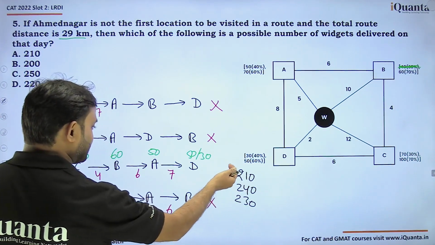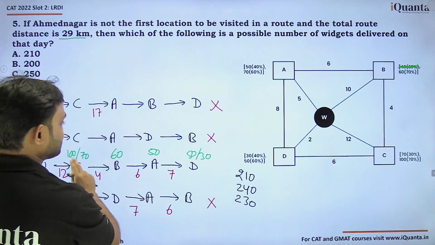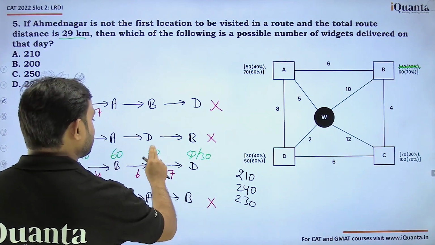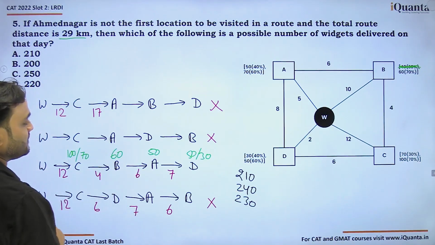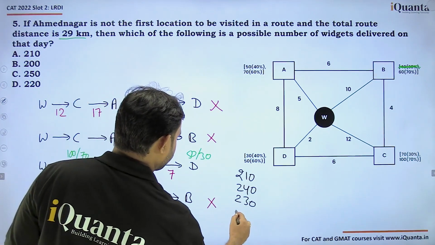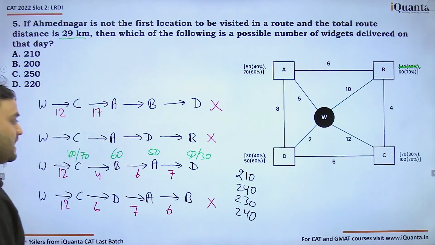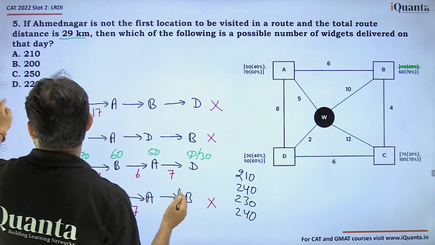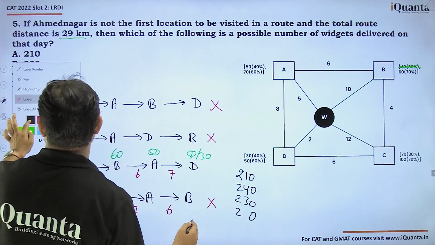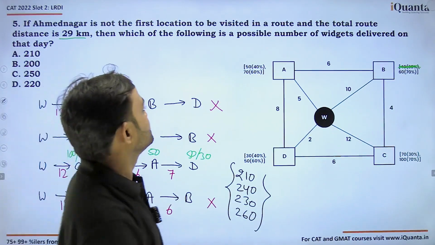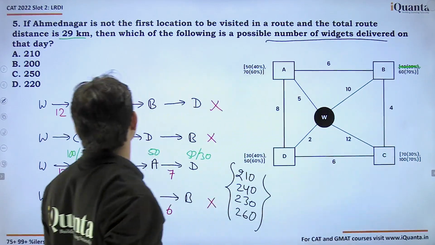We have taken 210 as minimum values, 70, 60, 130, 180, 210. Then we get 30 plus 50, 80, 1. Yeah, this is 240, I guess. Again. So 4 different values. Let me check if we are getting 250. So 100 plus 60, 160 plus 100, 260. So one value that is missing is 260. So there are 4 possibilities of number of visits delivered on that day.